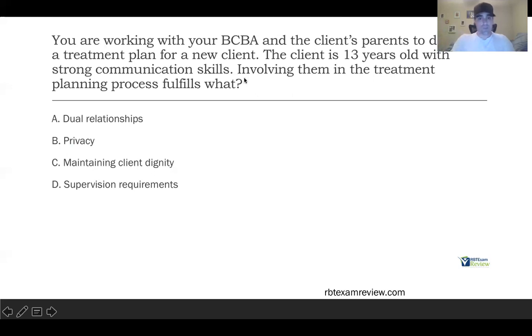So if you get them involved with you and the parent and the BCBA, you are maintaining their dignity. D, supervision requirements. No, does not involve supervision or the requirements. So the answer here is maintaining client dignity, which is extremely important and something you should always strive to do.